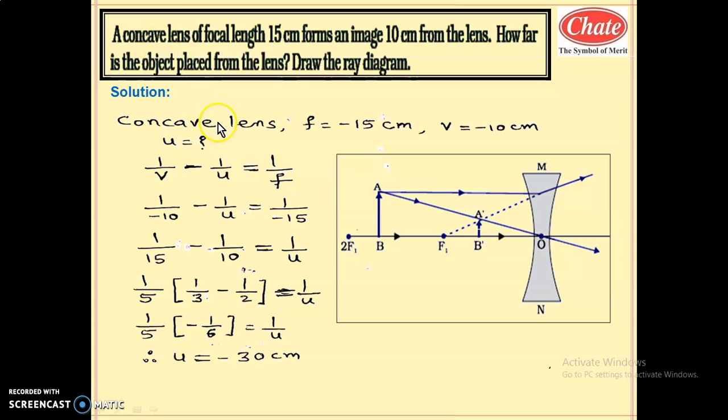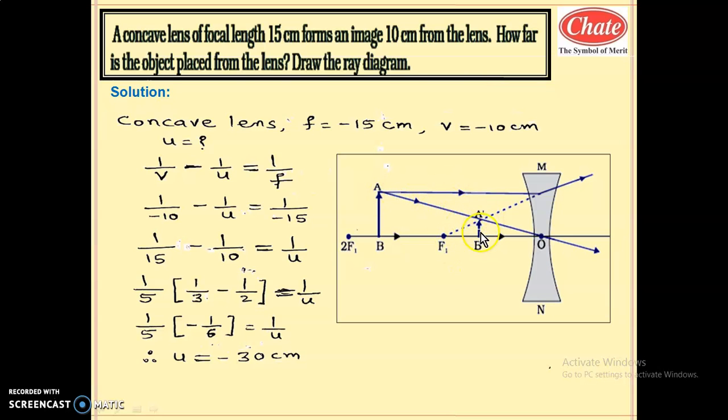So this is the next case. Object is in any position between infinity and the O. So this is the ray diagram for this. For concave lens the image formed is virtual and erect. So first ray is parallel to principal axis. It will diverge with respect to focus. This we have studied while studying the ray diagram.